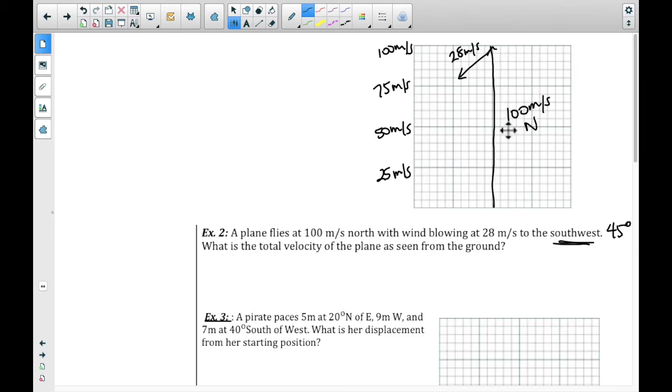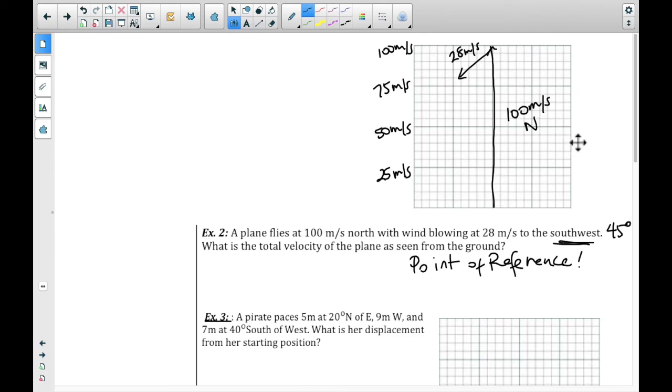What is the total velocity of the plane as seen from the ground? So this is, again, a point of reference. As the plane is going, from the ground you look up and look at it, what is it actually doing?